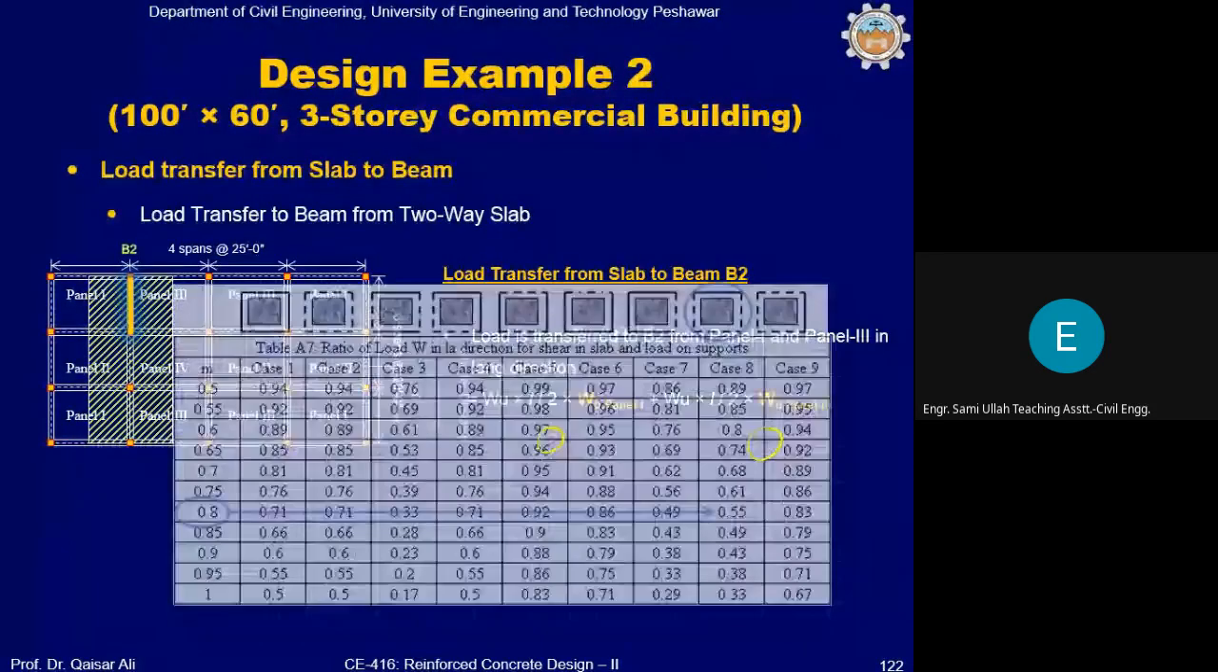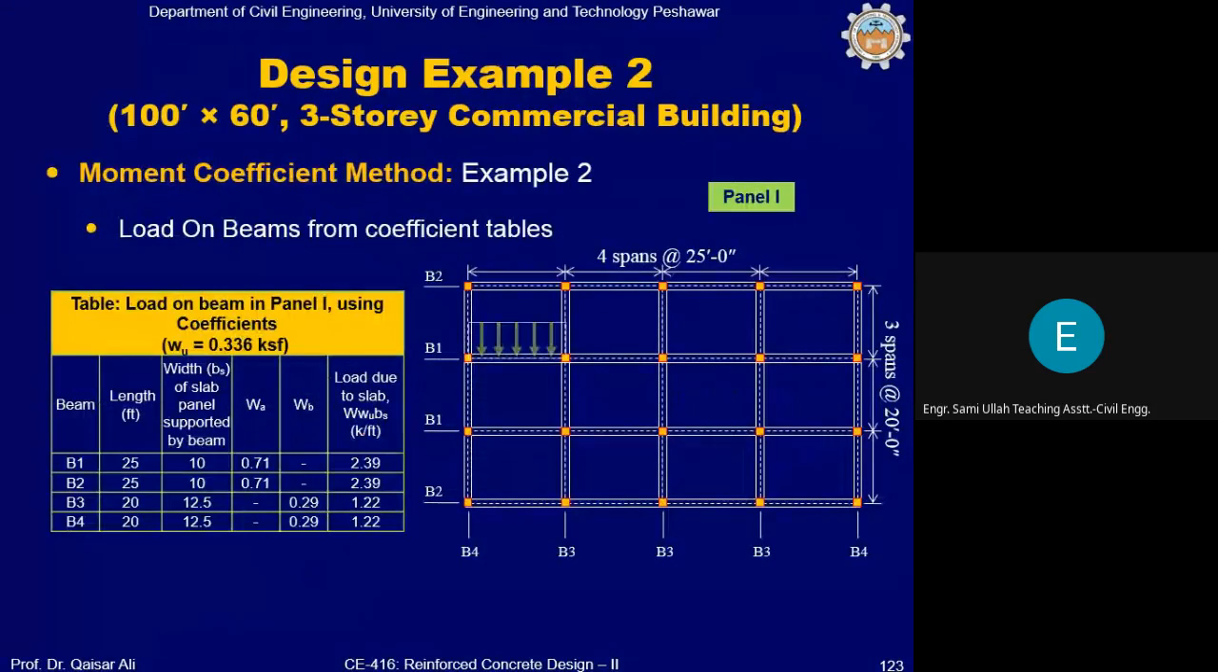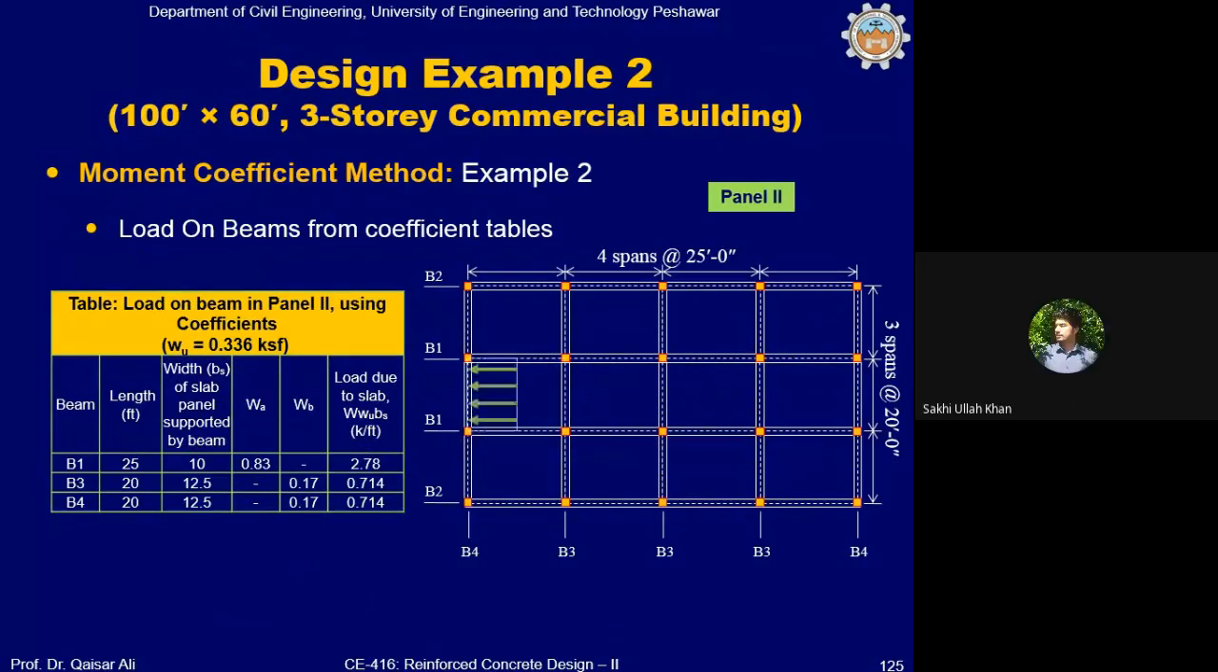Similarly, load on this beam B2 along the shorter direction. These are the coefficients, and WB can be calculated for these coefficients. This relation 1 minus WA, and these are the values. You can see.